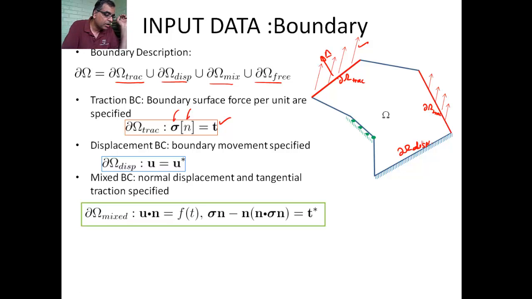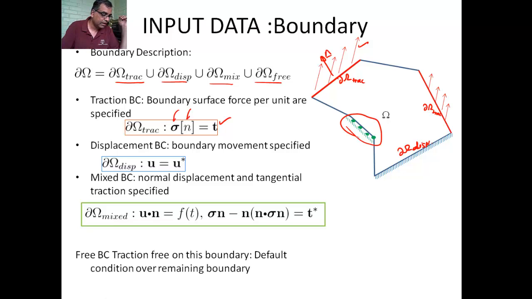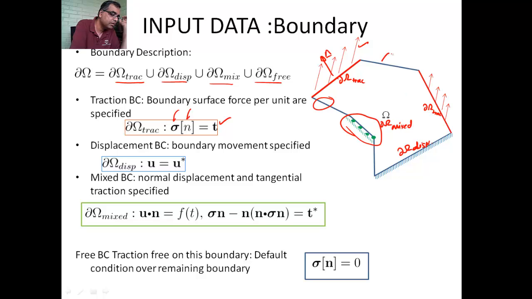Then you have the mixed boundary condition, which looks like rollers. That means I know the normal displacement and the tangential traction. In many cases, for roller type conditions, the tangential traction will be 0. And the last one will be the default, which is all of this. This is partial omega mixed, and this is partial omega free. Make sense to you? So these are our boundary conditions. This is what you have to give as input data.